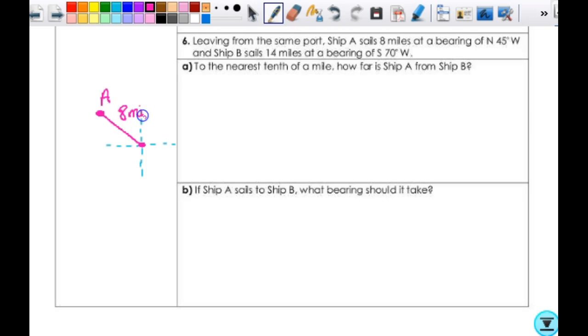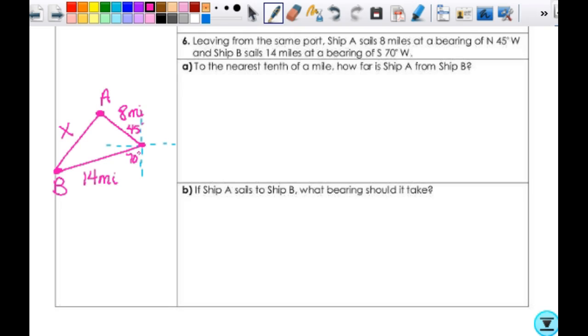Okay, so ship B starts at the same point, and it's going to go south 70 degrees west. So 70 degrees would be about right here. And it's going 14 miles, so I need to make it longer than the 8. That's 14 miles. And this is ship B. And then it says, how far is ship A from ship B? Okay, so this is my X right here. So this was 45 degrees, and this was 70 degrees. Okay, everybody okay with all that?